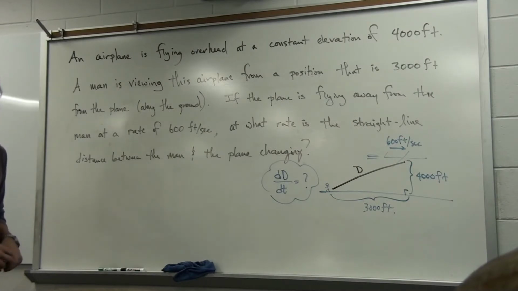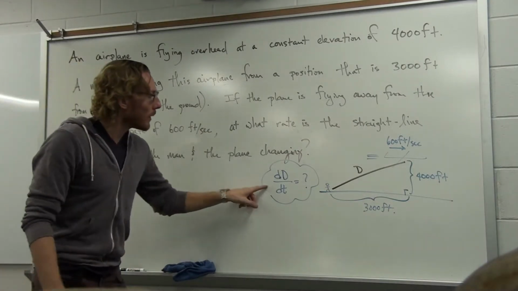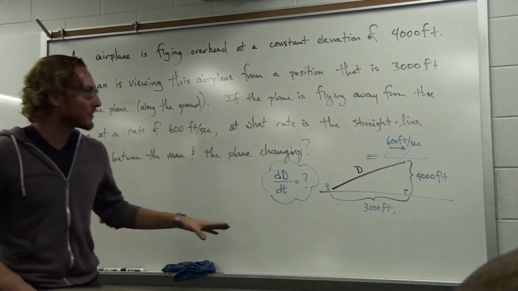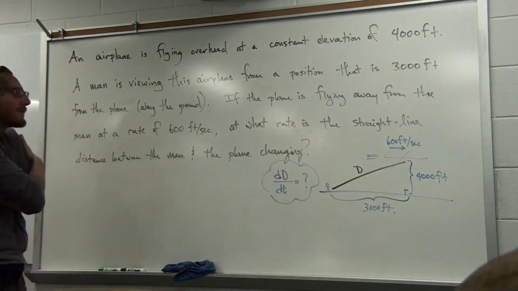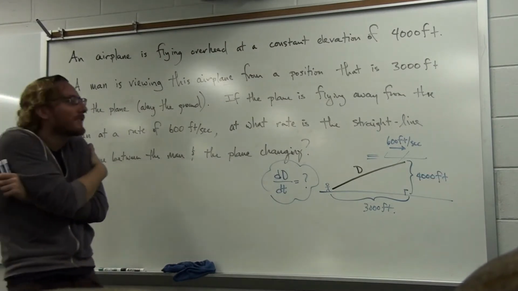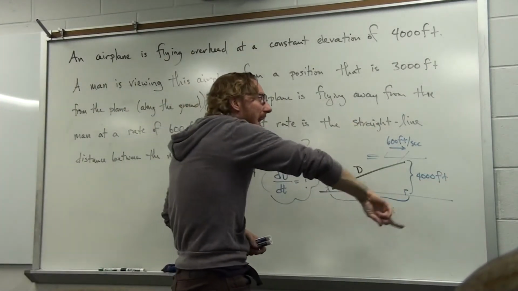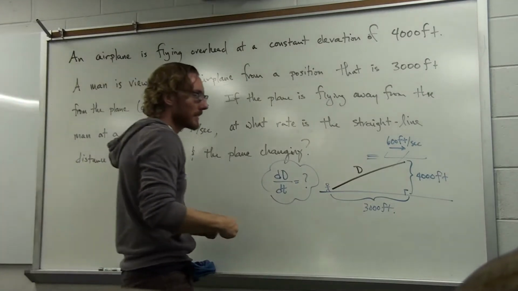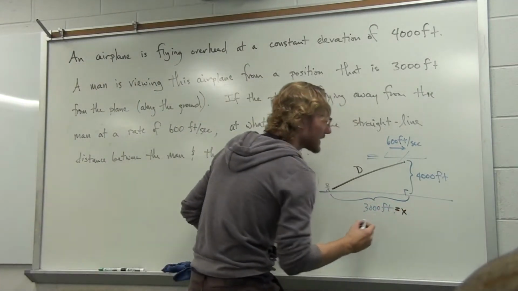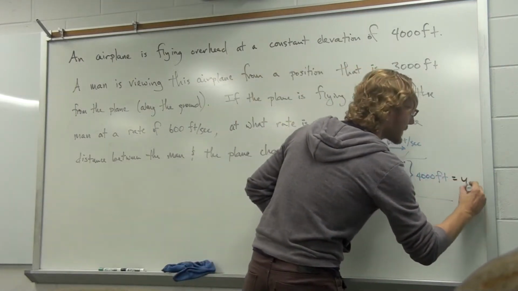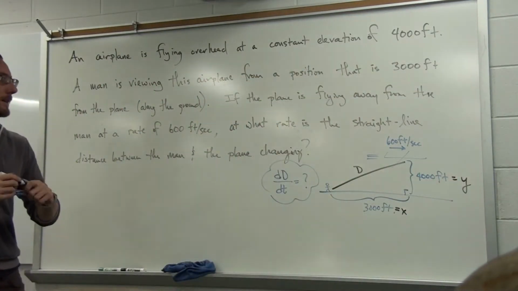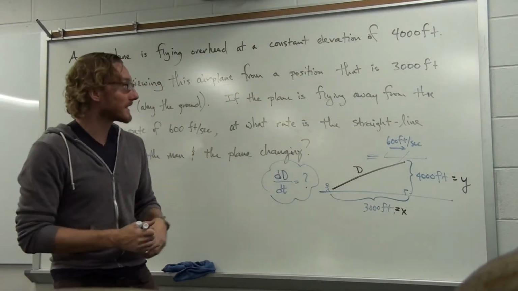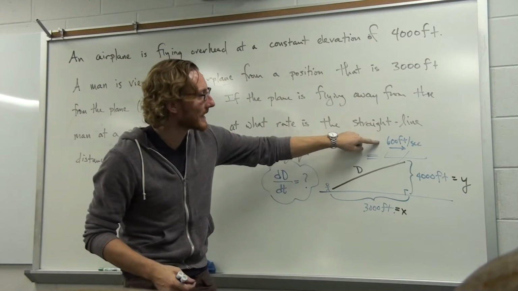Okay, so now, if we want to find what the change in the distance is with respect to time, that change in the capital D, we've got to come up with some way of getting all of the information that we have at play involved. So I tell you what, just for simplicity's sake, let's call this horizontal distance x. Let's call the vertical distance y.